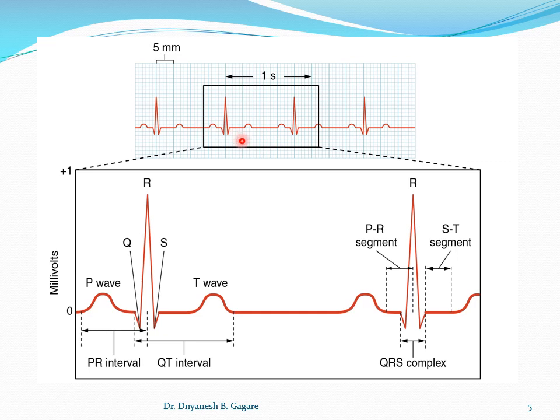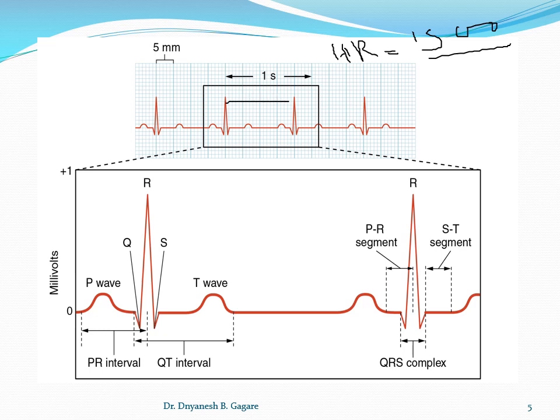Now here is the diagram of the normal ECG, and in the previous slide I just told the number of small divisions to calculate the heart rate. Again I will tell how the heart rate is calculated. To calculate the heart rate, it is 1500 divided by the number of divisions between two R waves. How many millimeters are there between these two R waves?